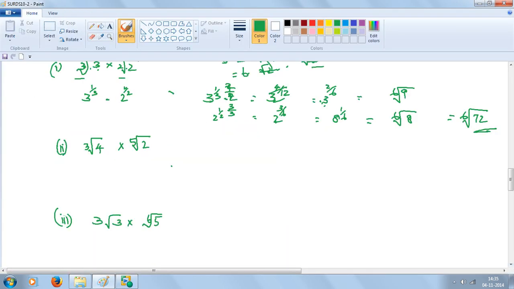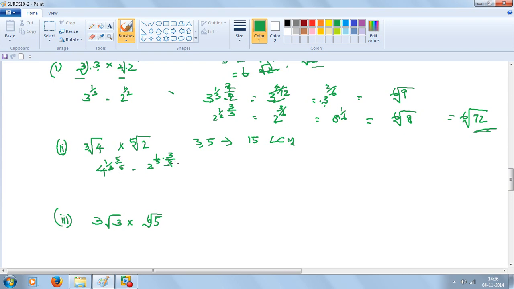So next problem. Here it is cube root, here fifth root. So what is common between 3 and 5? The LCM is 15. So what you have to do? The cube root of 4 is 4 to the power 1 by 3. This you multiply and divide by 5. And here, 2 to the power 1 by 5, you multiply and divide by 3. So this way we have to make it.